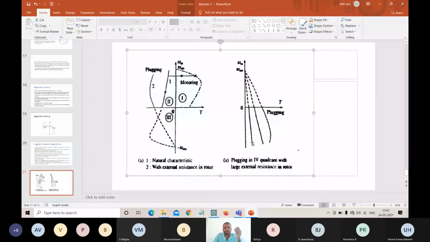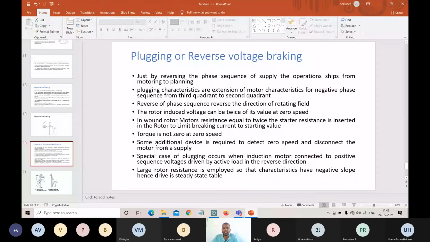So here the torque should not be 0 at 0 speed, and we require some additional devices to detect the 0 speed and to disconnect the motor from the supply. So here in the special case, the special case is when the plugging occurs.